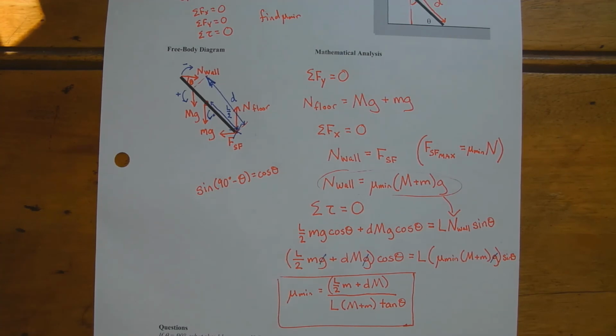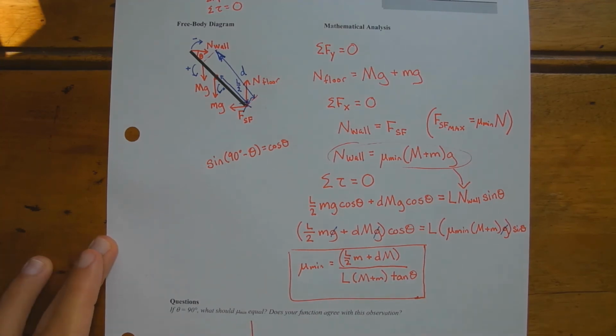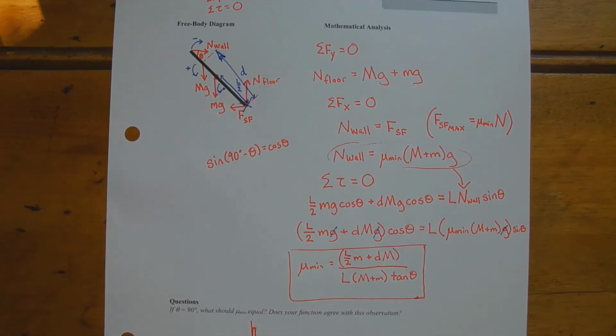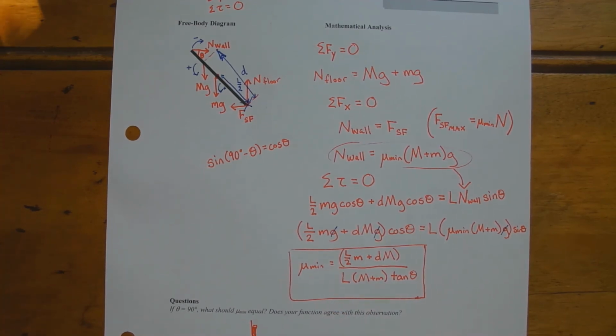Then for our question, to see if this makes sense, if theta is equal to 90 degrees, what should the coefficient be equal to? Does your function agree with this observation? Well, if the angle is equal to 90 degrees, that means your ladder is standing straight up like this. I don't know where the man would be in that case. I guess he's standing like that on the ladder.